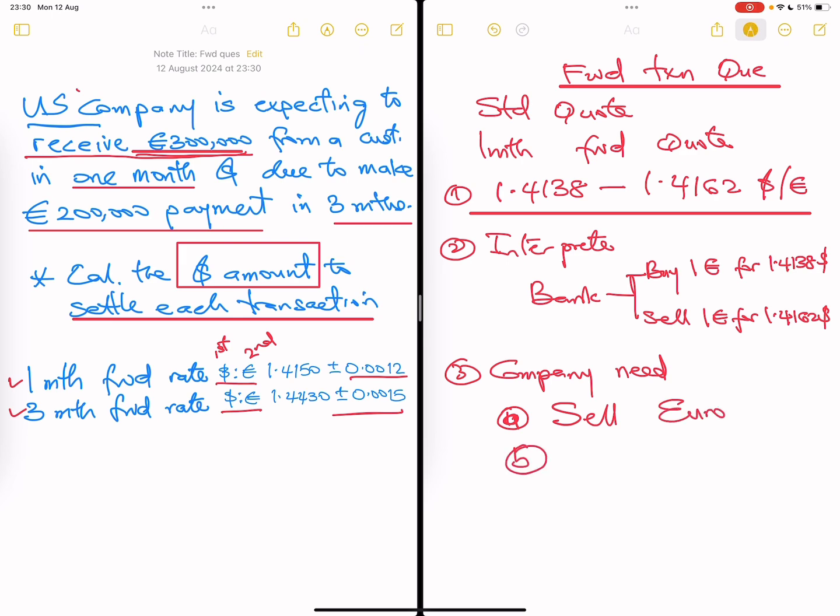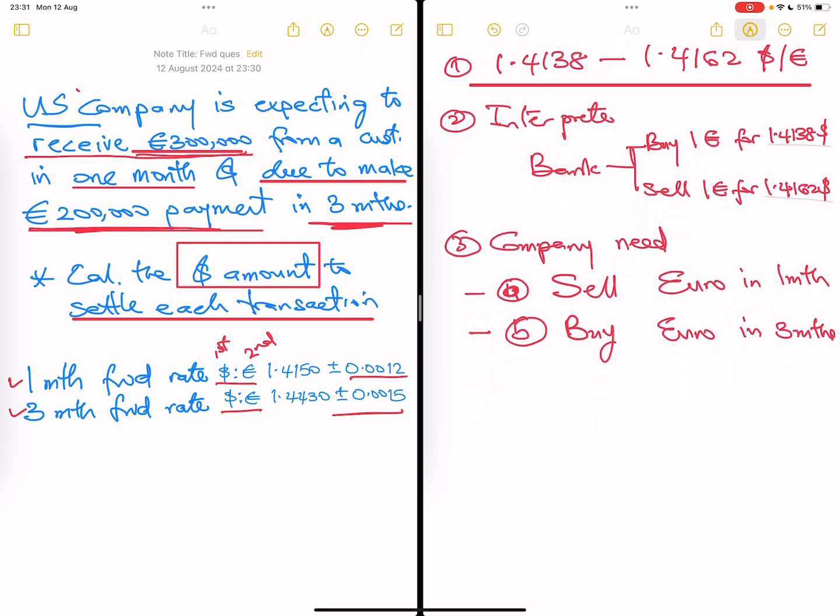And the second thing the company will be doing is it needs to make payment of euro. So it will sell euro in 1 month, which is the first one. Then in 3 months, it needs to make a payment. So which means it will need to buy euro because it's not a European company. So it needs to go and buy euro from the bank to be able to make that payment. But that will happen in 3 months. So we need to deal with these two scenarios.